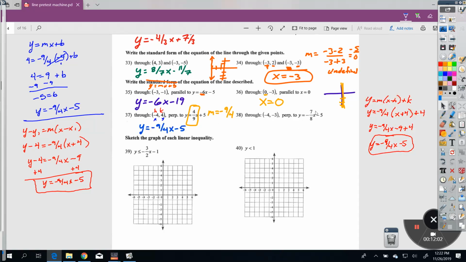So on this next one, it's perpendicular. So the slope will be 8/7. So you'll do the same thing that we just did using one of these three formulas. And you'll work that out with the slope of 8/7.